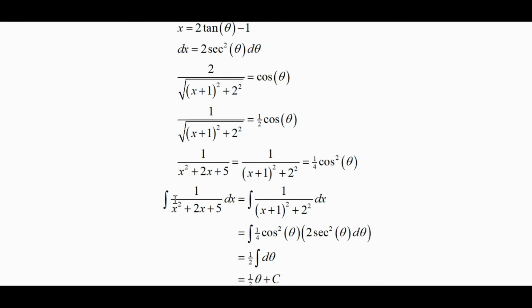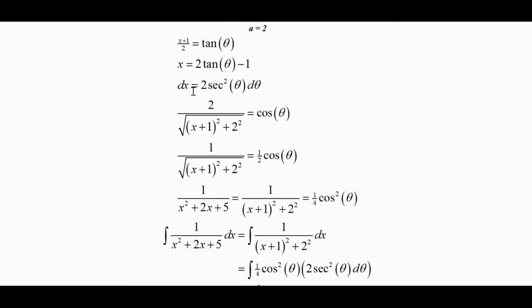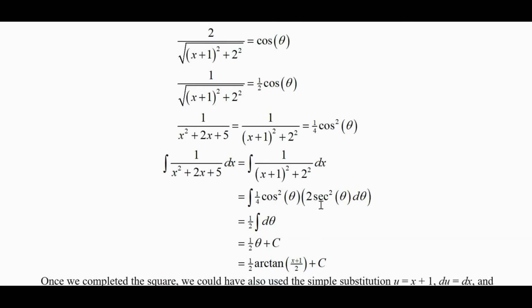So now when we get down to the integral, we replace this 1 over x squared plus 2x plus 5 with 1/4 cosine squared of theta. And then the dx we replace with 2 secant squared of theta. Now in this case, the cosine squared and the secant squared are reciprocals, so that cancels out completely. The 2 times 1/4 is just 1/2. Bring that out front. Now the only thing we're finding an antiderivative for is d theta, or just 1 d theta. So the antiderivative is just theta. We got our 1/2 from the front, plus c for a family of antiderivatives.